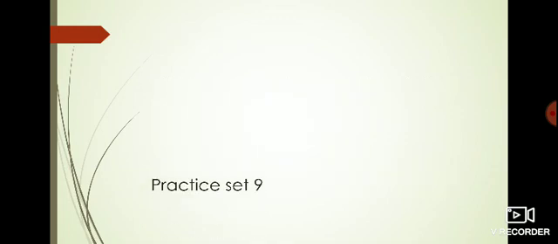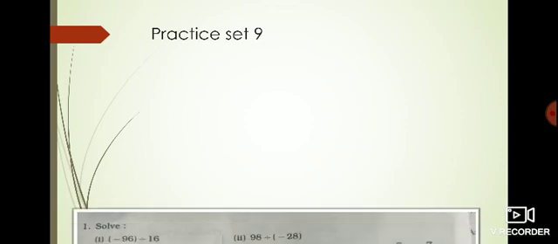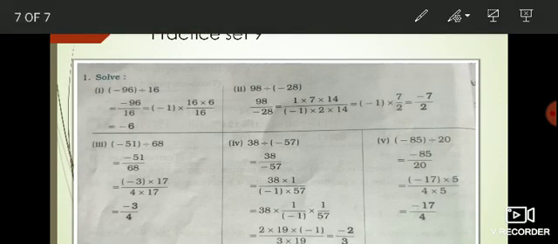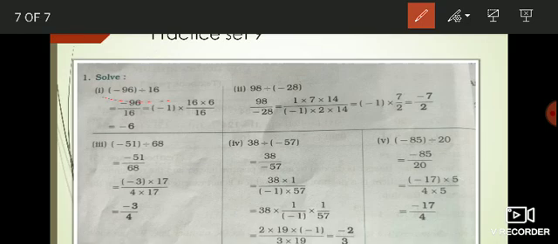Now we will solve practice set 9, which is based on the division of integers. So see now here, students. First example, minus 96 divided by 16. Now here first is a negative number and then a positive number. Write in the division form.